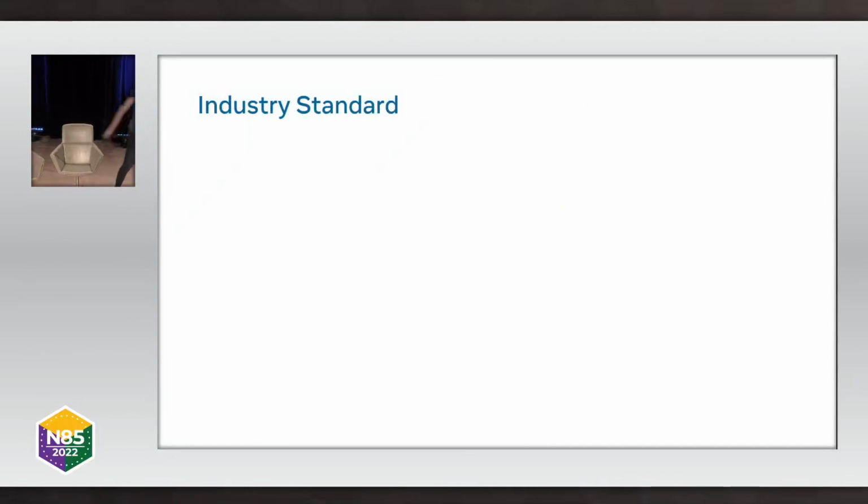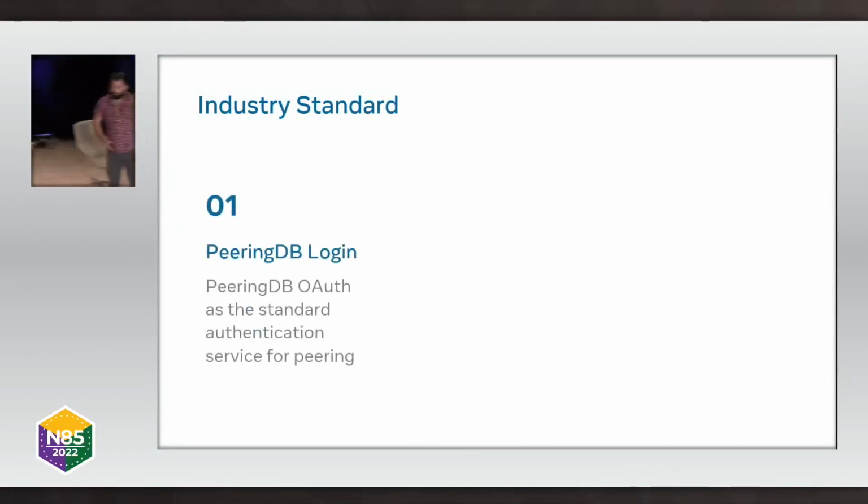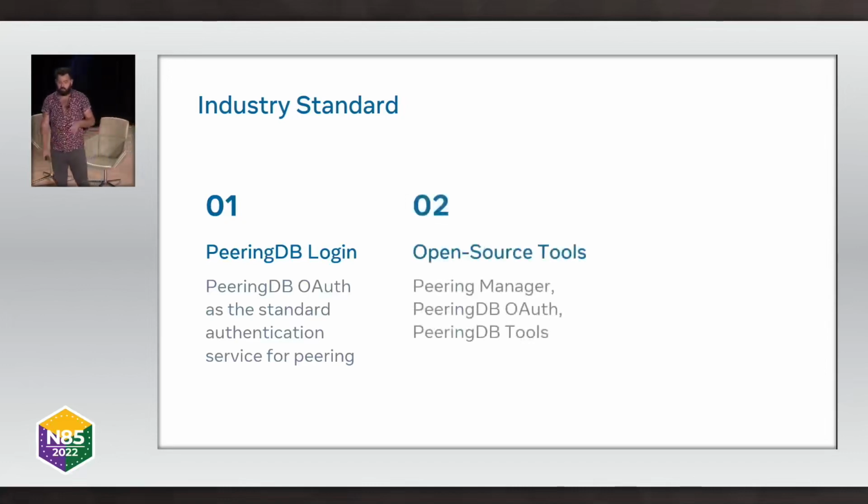Thanks, Jenny. Thinking about the industry standard piece, we use PeeringDB already heavily. You need a PeeringDB record to be able to peer with Meta, to peer with Facebook. And now you can also use the OAuth, and it'd be great to make this standard for authentication for peering services. We're keen to use open source tools. Jenny mentioned it a moment ago, but we're using PeeringDB here, and Peering Manager is something else that will fit into what we're talking about for people to be able to build and use this themselves.